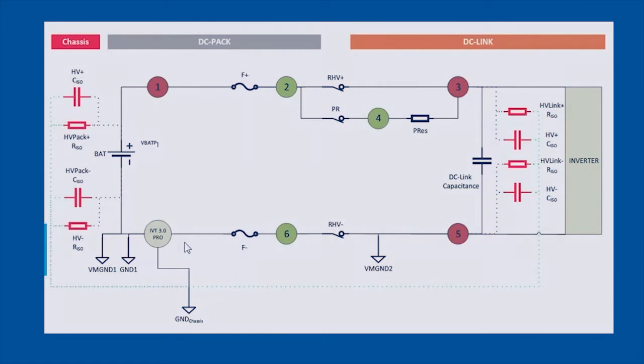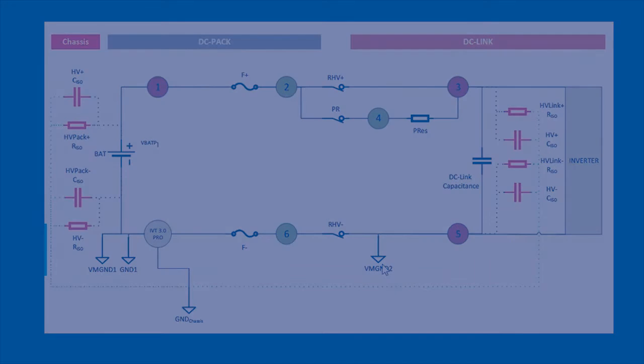From the IVT 3.0 Pro, you have a line going to chassis ground outside of the circuitry, and then you have virtual measurement ground 1 on the negative side of the battery on the left side of IVT Pro, and virtual measurement ground 2, which are measurements that are part of the active isolation detection that IVT 3.0 Pro provides.